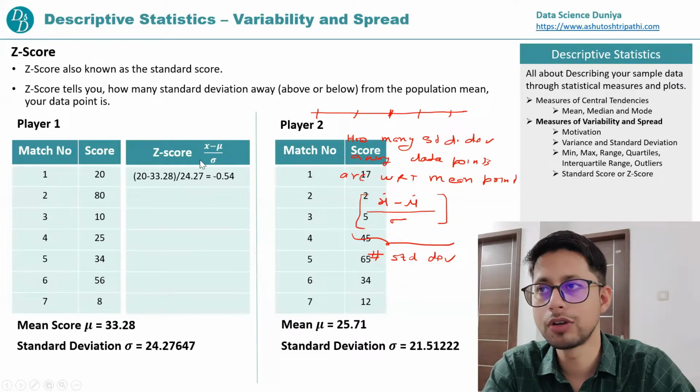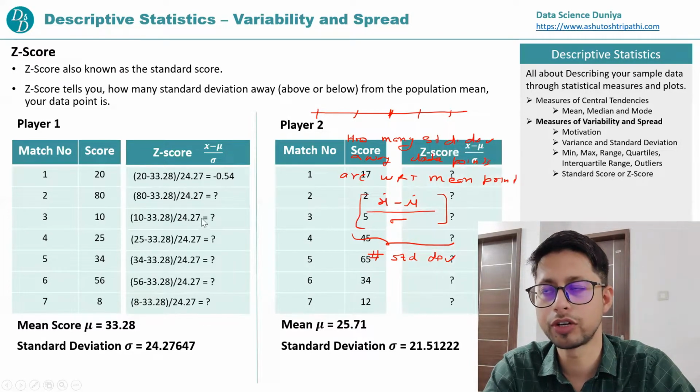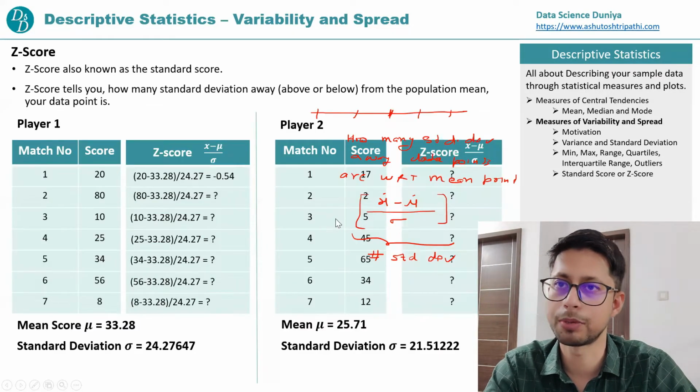This is how you calculate the Z value, and similarly you can calculate it for all of these data points. I'm not going to calculate for each and every data point; I have shown you for one data point. You can pause the video and calculate for your understanding. Similarly, we can calculate the Z-score for player 2 as well.